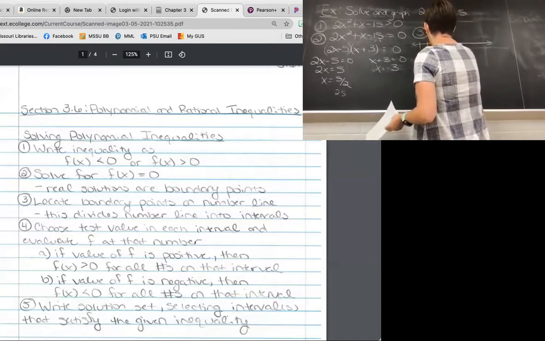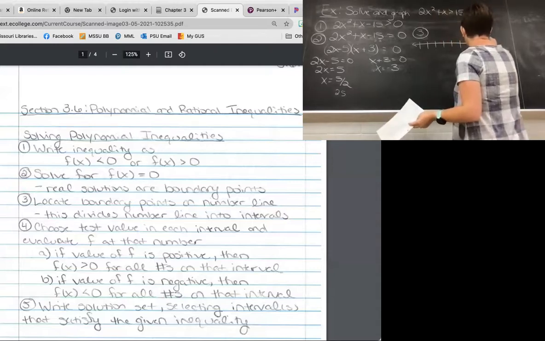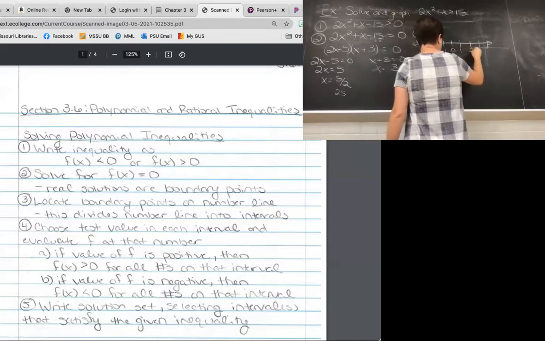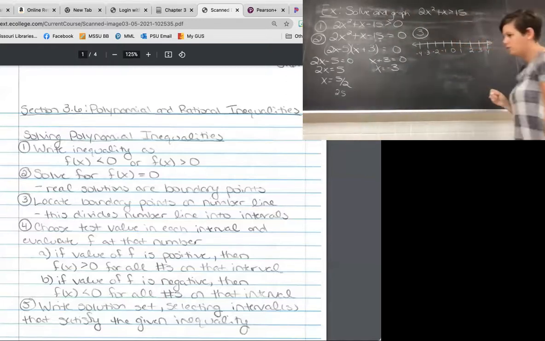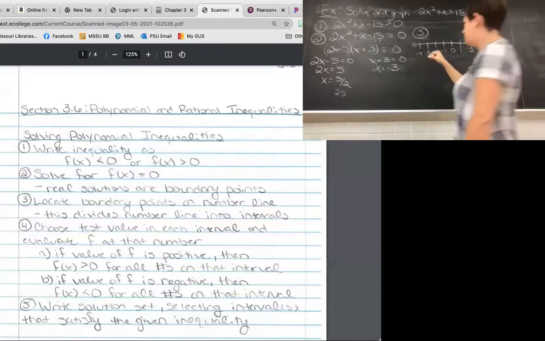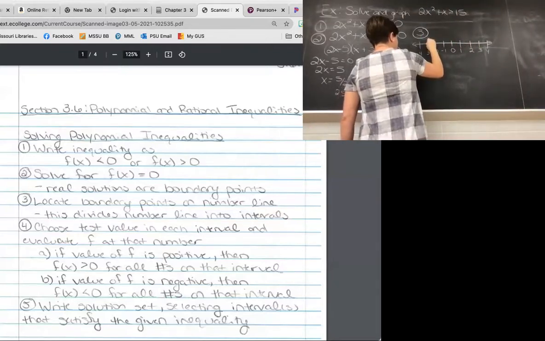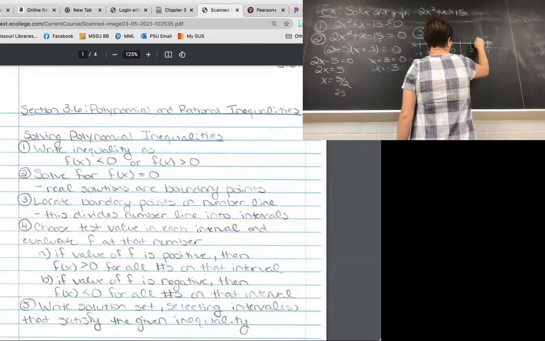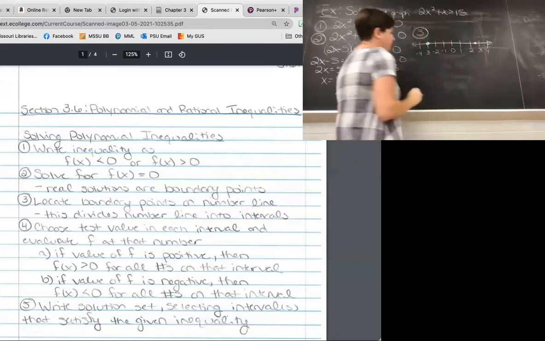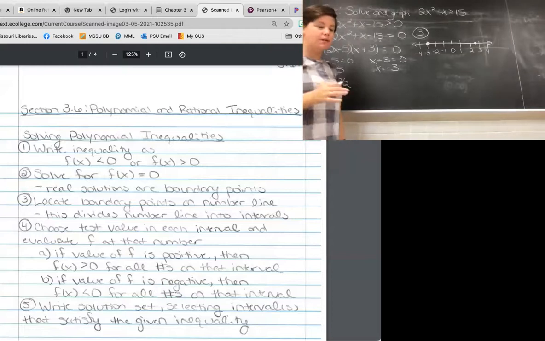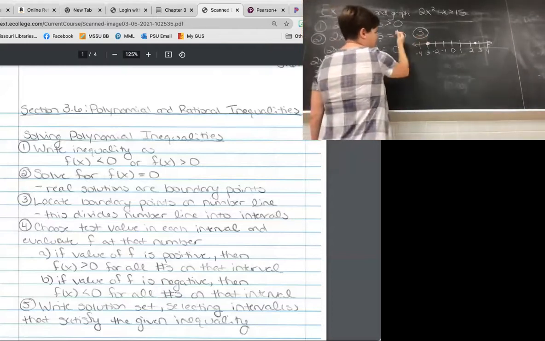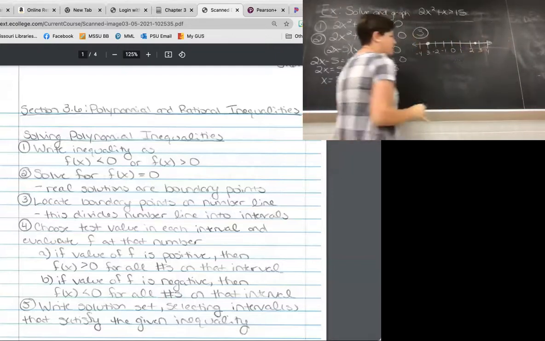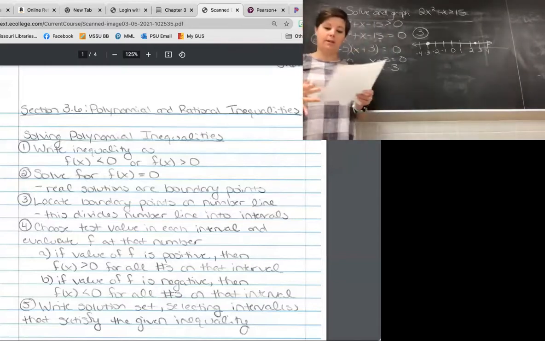-4, -3, -2, -1, 0, 1, 2, 3, 4. So we had a boundary point of x equals -3. That's right there. And we had a boundary point of x equals 5/2, which is 2.5. So right there. The reason we find the boundary points is because now we have the section to the left of our dot, the section between our dots, and the section to the right of our dot. And so we have 3 different sections now that we need to evaluate.